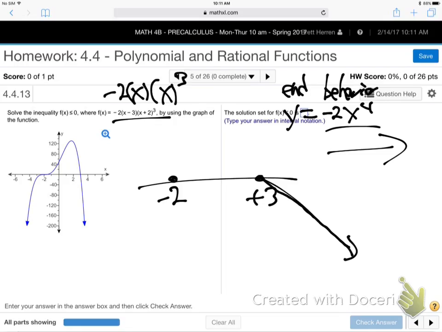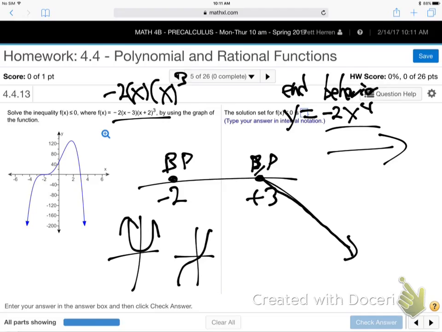And then we could just say, hey, is this a bouncer or a pass-through? Remember how we learned whether a point is a bouncer or a pass-through? What makes a bouncer bounce? Even powers. That's why x squared bounces, and odd powers like x cubed pass through. Remember that?